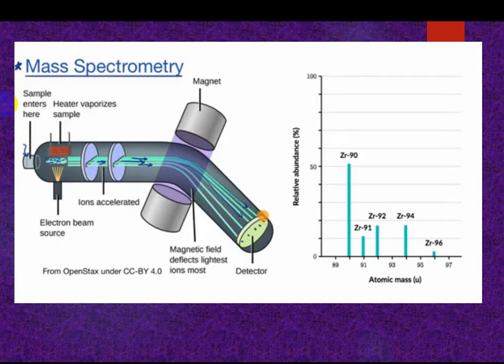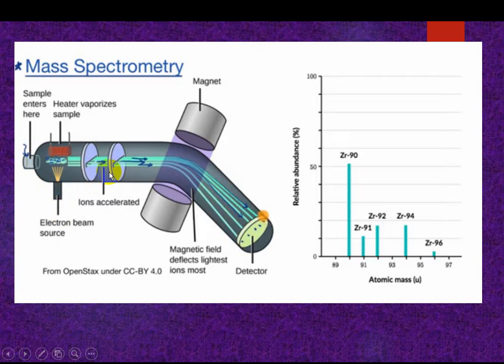Here we inject the sample, and the sample must be vaporized. Then an electron beam bombards the vaporized sample with electrons, and the sample atoms become ions. One electron is lost and the atom becomes an ion.